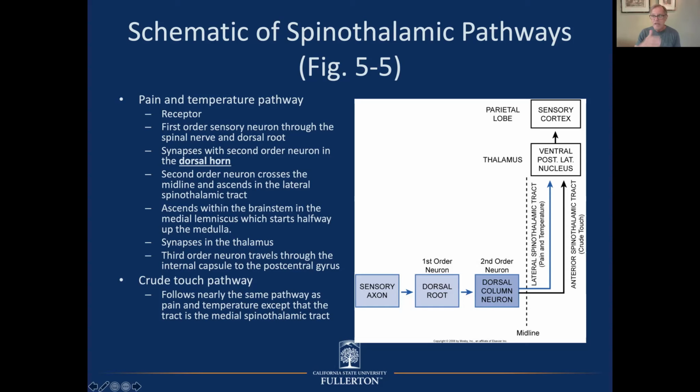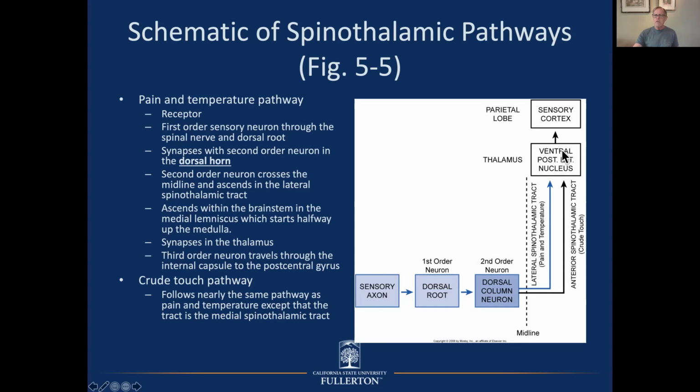And that medial lemniscus just continues on its pathway up higher in the brain until it gets to the thalamus, and there it synapses. So now that would be the third order neuron. The third order neuron travels through something that I've mentioned before, but we haven't looked at it in great detail, certainly. It travels through the internal capsule.